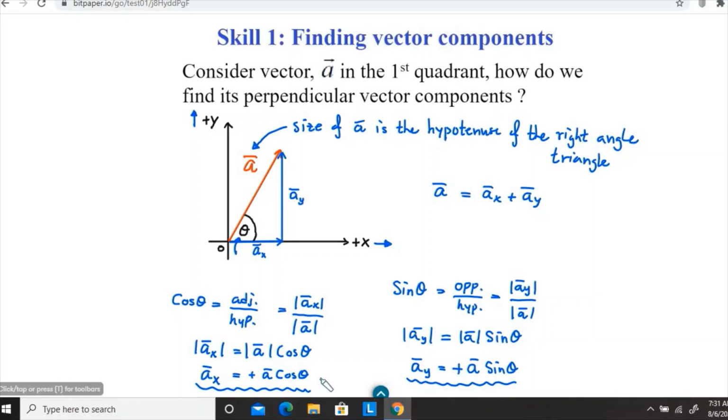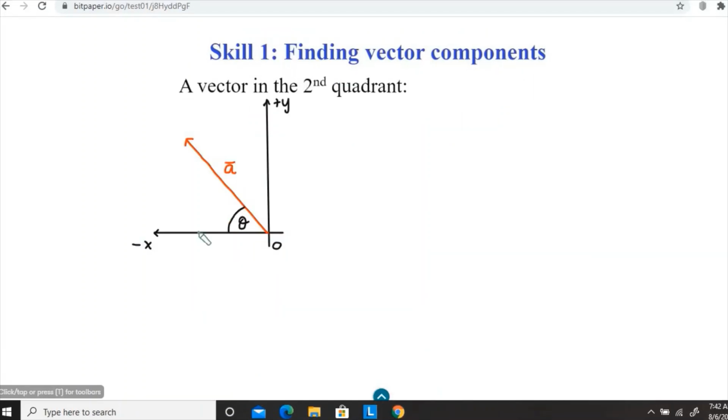Now let's look at what happens if the same vector is in the second quadrant. Just like in the previous case, we have to first identify the coordinate system. We have the negative x direction and the positive y direction.